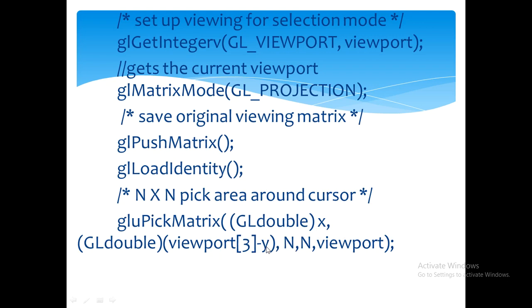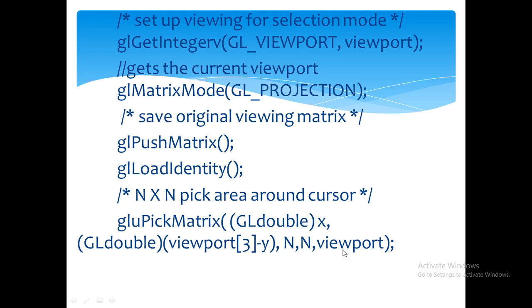As I told, the Y value has to be inverted. Always do height minus Y, then only you will get the proper input, because OpenGL takes the origin at the bottom left, but the mouse returns the origin from the top left corner, right? So we have to invert that. While explaining the locator device, I told you this. That's why viewport height minus Y gives you proper X and Y coordinates with respect to OpenGL, that is origin at 0, 0 at the bottom left corner, right?